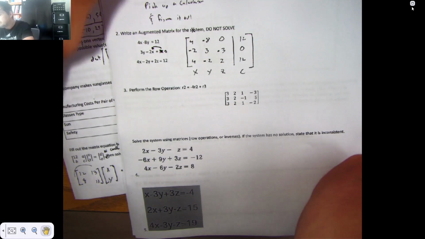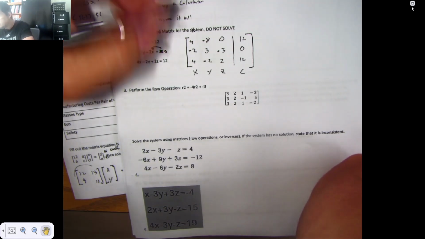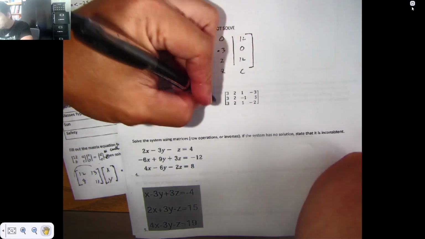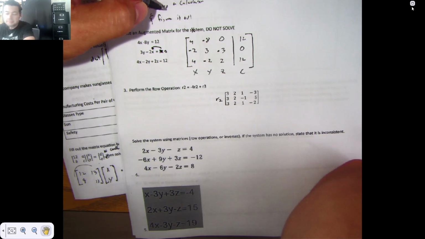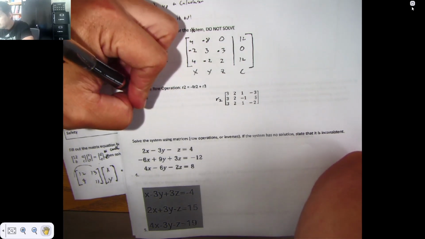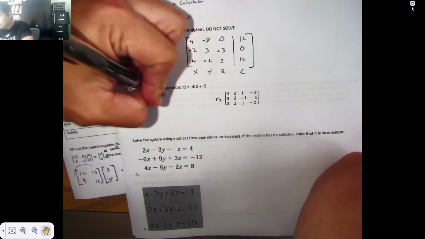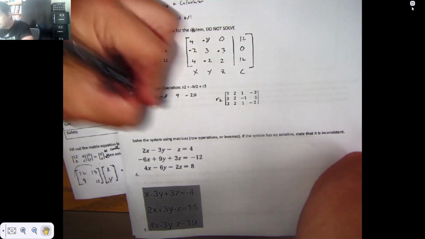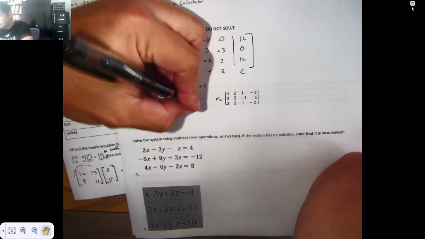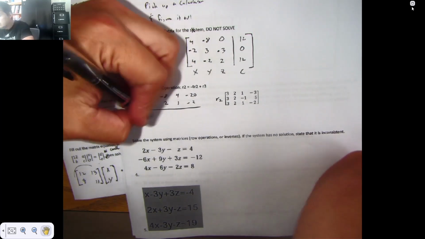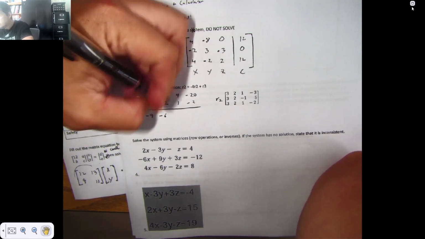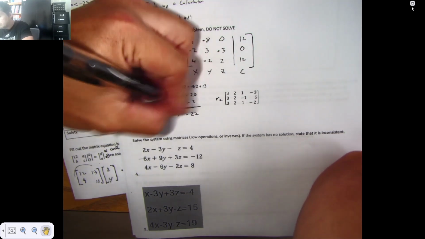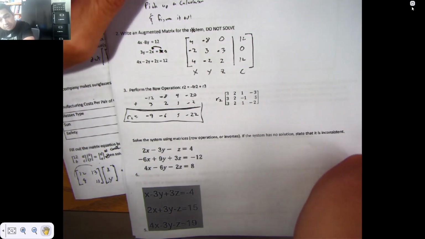Perform the row operation: row 2 is -4 row 2 plus row 3. I'm going to multiply this row 2, by the way, if you have no idea what's going on, by -4. It's going to be -12, -8, 4, -20. And I'm supposed to add row 3, which is 3, 2, 1, -2. I just add down: -9, -6, 5, -22. And this is what row 2 is. I just need to find, if it's multiple choice, a matrix that has that.